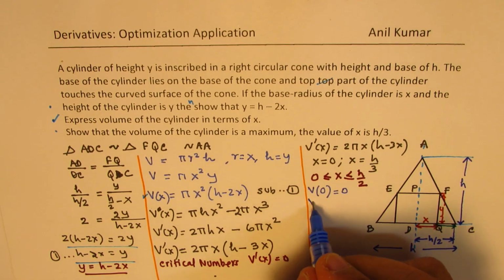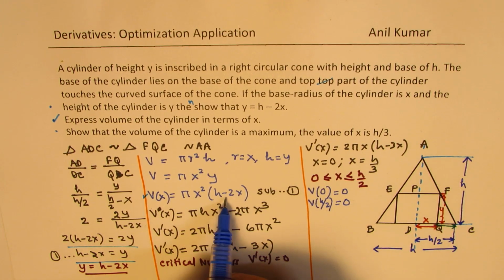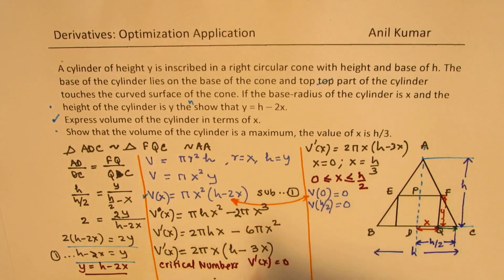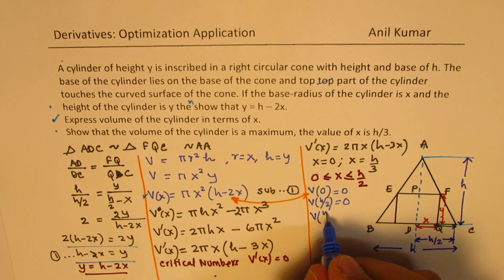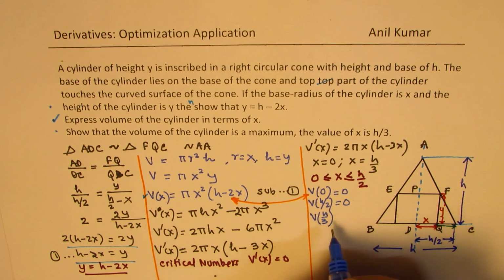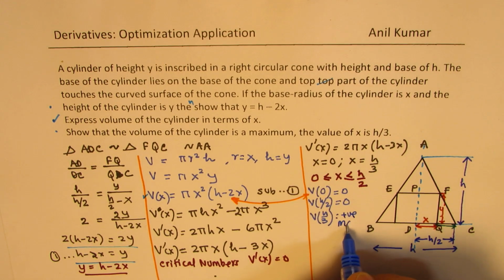The other boundary is h by 2. That also gives us 0, since the other factor will be 0. Correct? So definitely, the value h by 3 will give you the maximum, right? So let's substitute the value h by 3 now. If you substitute the value of h by 3, you get the volume, which is the maximum volume, right? So this will be positive and therefore maximum.